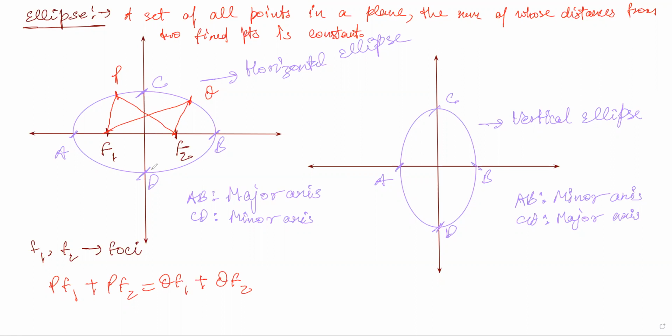And whatever this sum is, like whatever the value of PF1 plus PF2 we get, that will always be greater than F1F2. Now F1F2 is what? This distance between the foci. So जितना भी distance होगा दोनों foci के बीच में, उसकी value कम होगी इस वाले sum से.